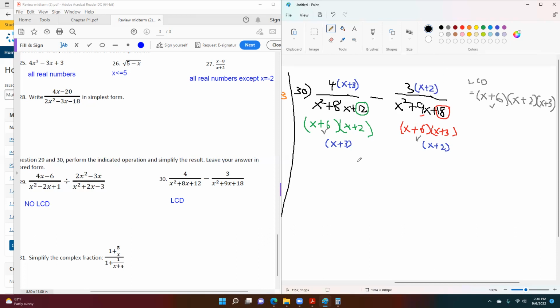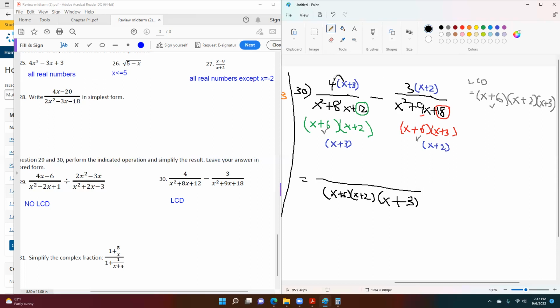So this is like adding or subtracting fractions. As long as your denominator is the same, then we can add, subtract your numerator. Now the good news is the denominator here is the same, which is the same as your LCD, x plus 6, x plus 2, and x plus 3. So as long as the denominator is the same, then we can combine, we can add and subtract the top.